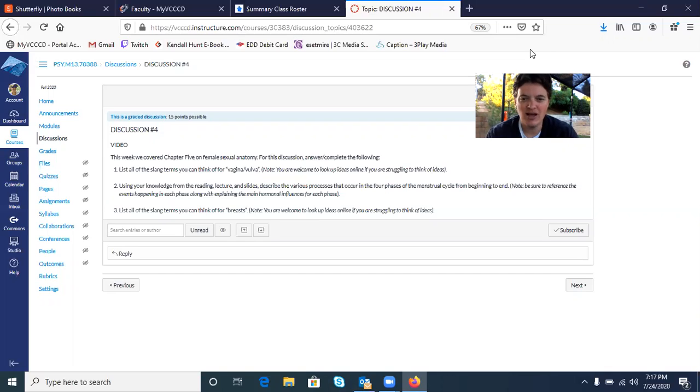Number two, and this one obviously much more substantial in terms of points, using your knowledge from the reading, the lecture, and the slides, describe the various processes that occur in the four phases of the menstrual cycle from beginning to end. And note, be sure to reference the events happening in each phase, explain the main hormonal influences, everything that's going on, be specific, be detailed.